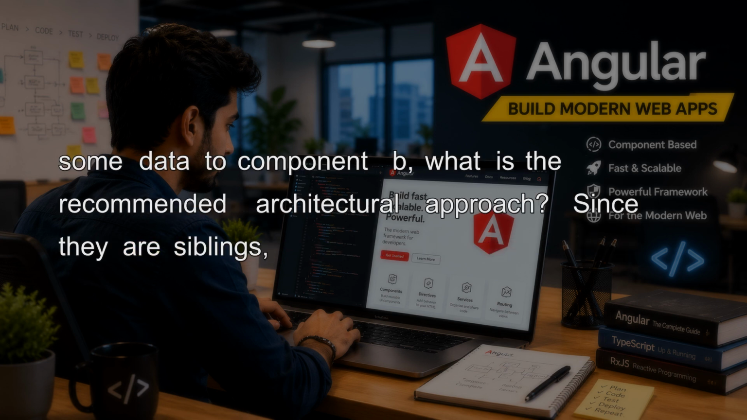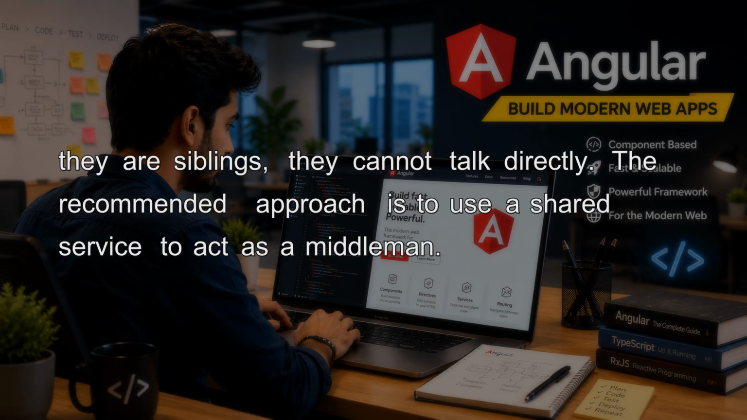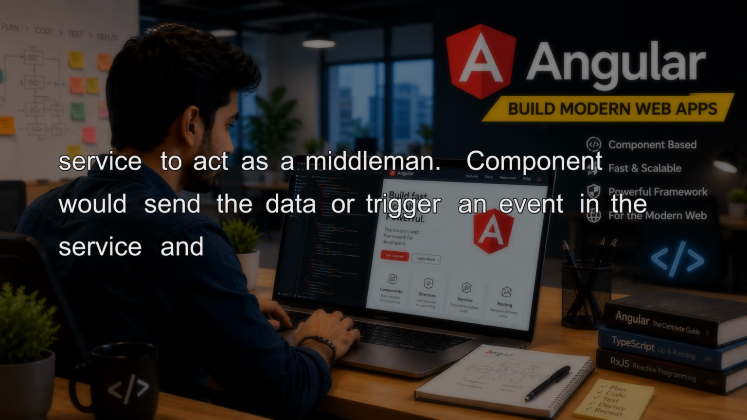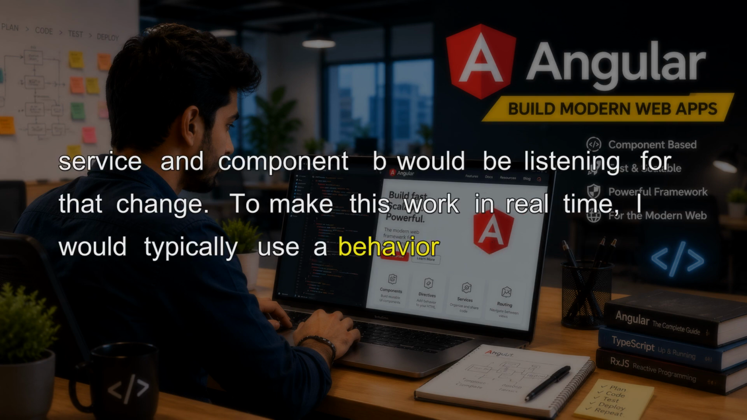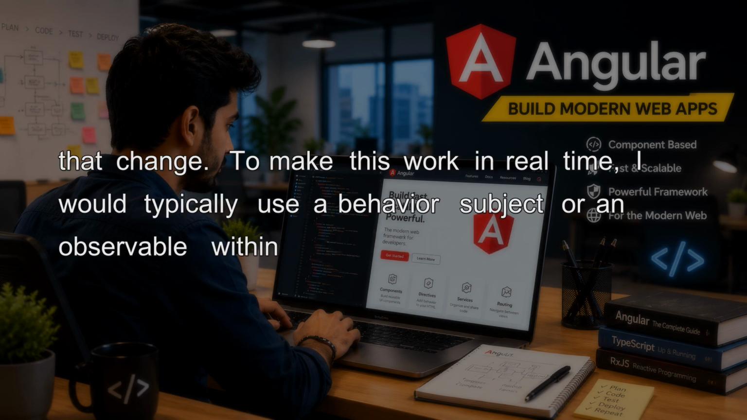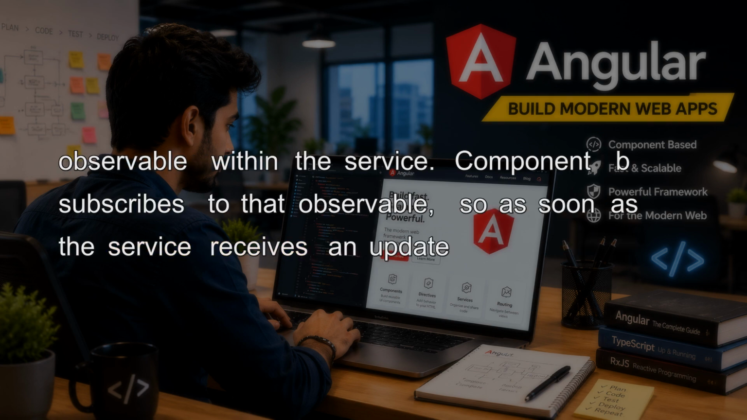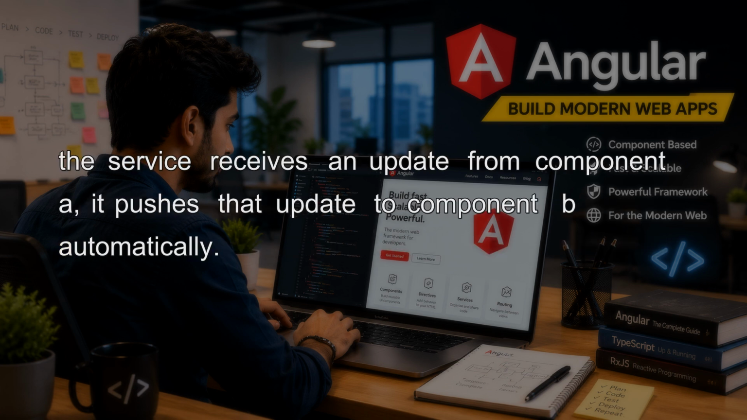Since they are siblings, they cannot talk directly. The recommended approach is to use a shared service to act as a middleman. Component A would send the data or trigger an event in the service, and component B would be listening for that change. To make this work in real time, I would typically use a BehaviorSubject or an observable within the service. Component B subscribes to that observable, so as soon as the service receives an update from component A, it pushes that update to component B automatically.